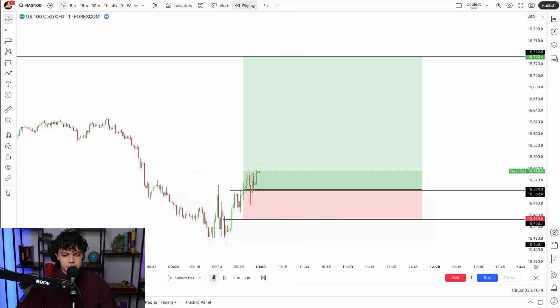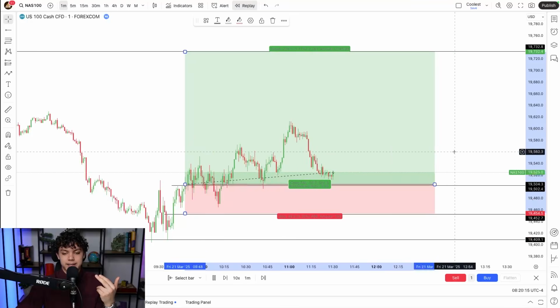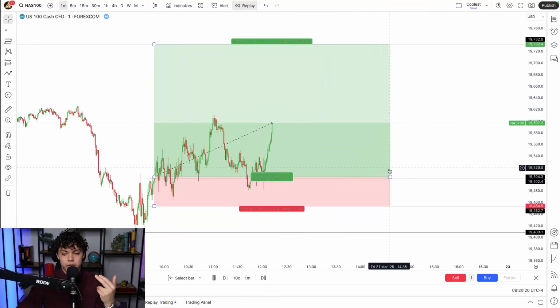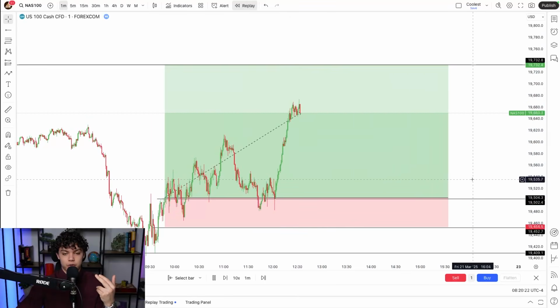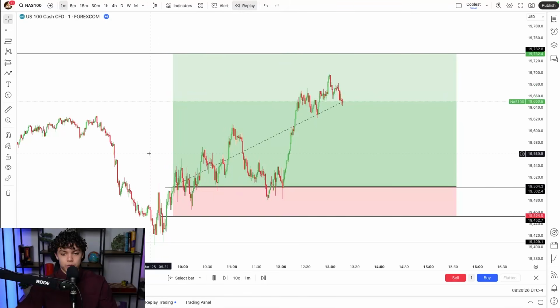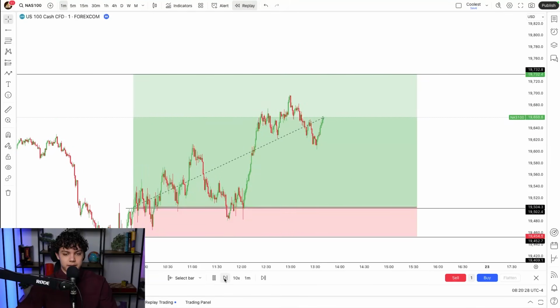Let's see what happens. Okay, this is the thing about these sniper trades. They could sometimes take hours to finish because it's a lot of risk reward ratio. But as you can see, this is clearly respecting the 4 hour time frame liquidity that we took. It's slowly making its way to the upside, so that's a good sign.